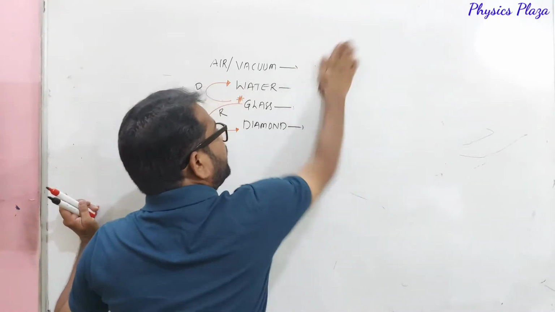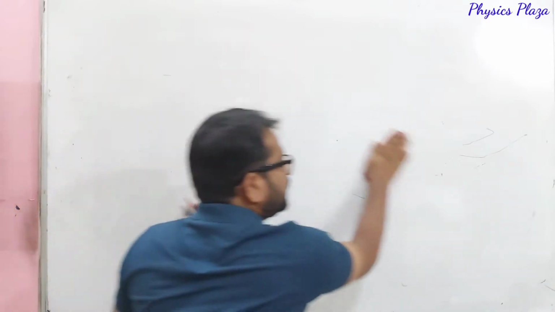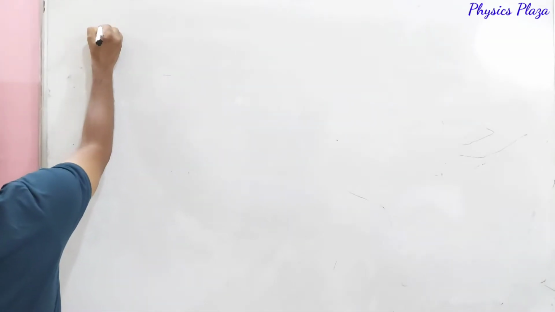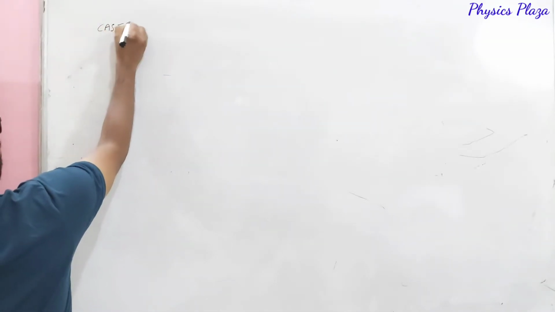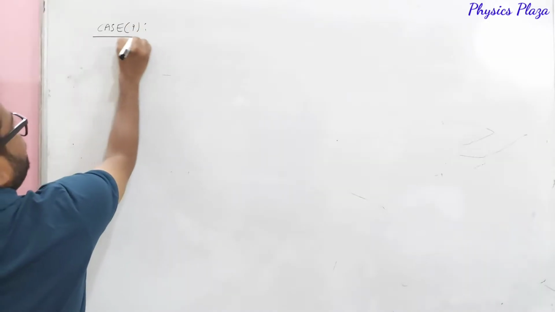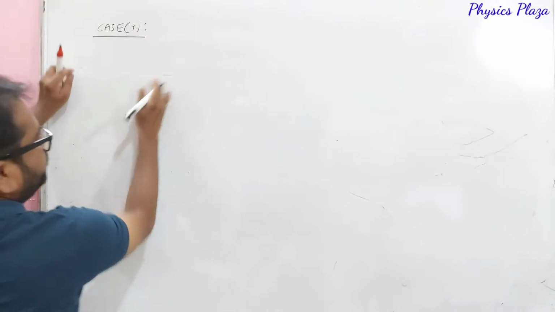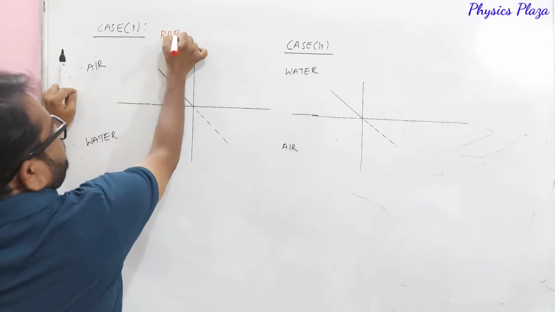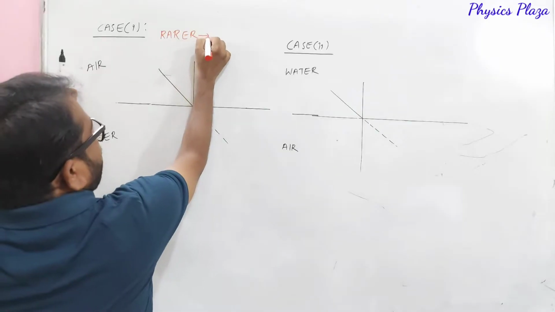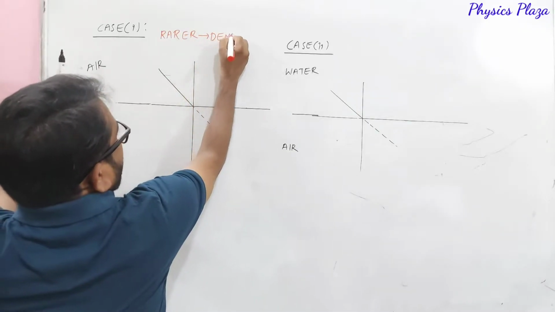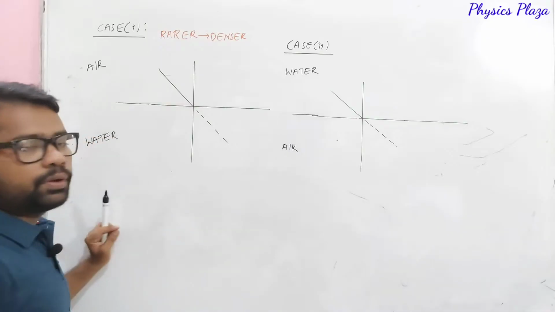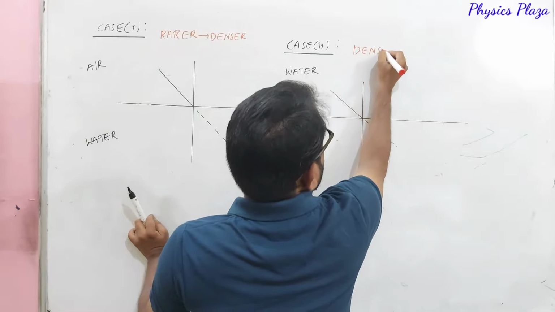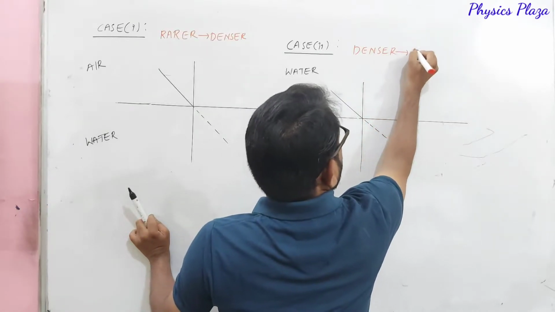Now we will see what happens when light travels from one transparent medium to another transparent medium. Just have a look here. Case 1: light is moving from rarer to denser medium, children. It's very, very important. Whereas in the second case, light is moving from denser to rarer medium.